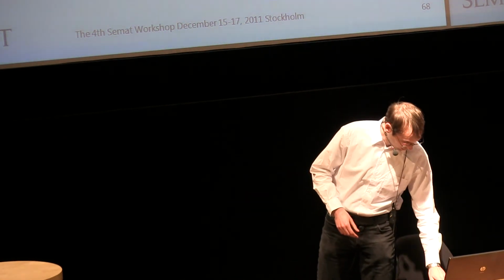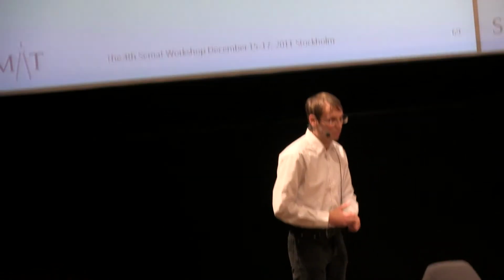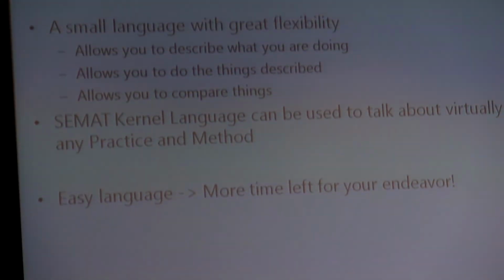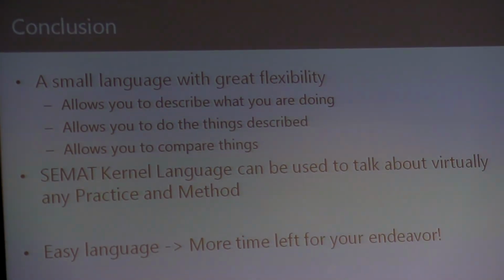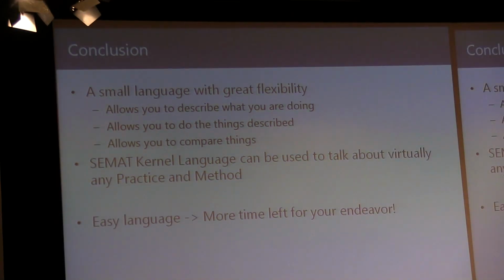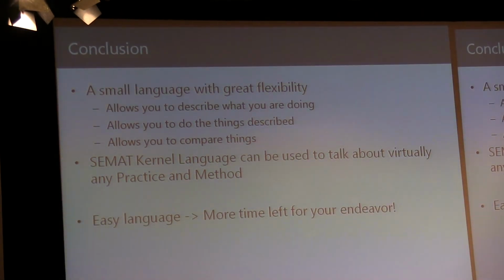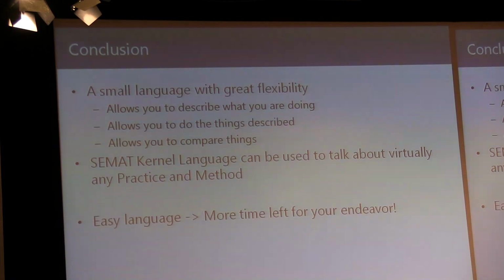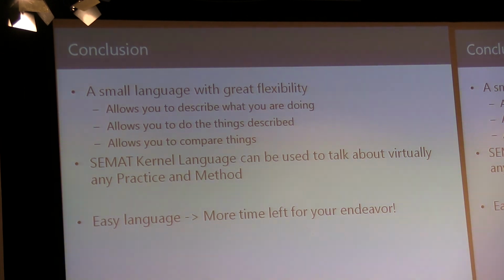So I think I was quite quick, but I can come to the conclusion. We have a small language, five core elements, but they can be arranged in a very flexible way. You're not forced to use this and that element in this and that construction. You can use it this way or that way. So you can describe what you are doing. I'm doing this and then I'm doing that.